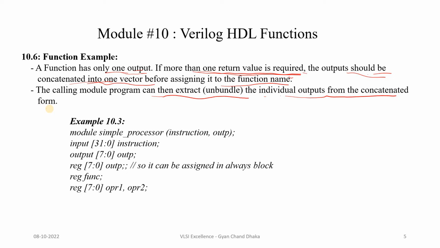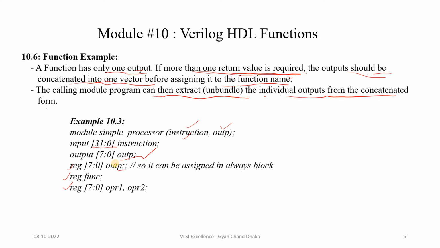Here we are going to discuss one very good example of function use. We have a simple processor decoding unit, a simple processor which has two arguments: one is instruction and one is output. The instruction is a 32-bit input instruction, and the output is an 8-bit output value. We also have some internal registers which we will be using. So we have one out P.